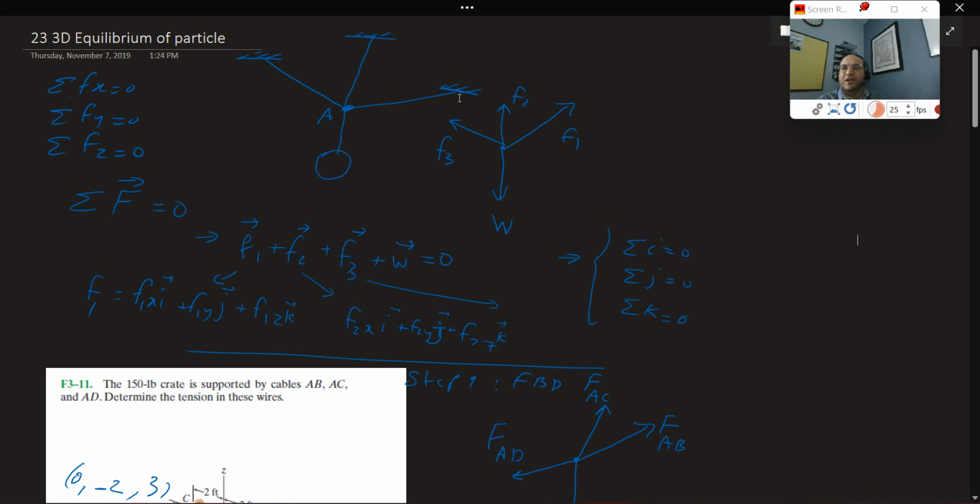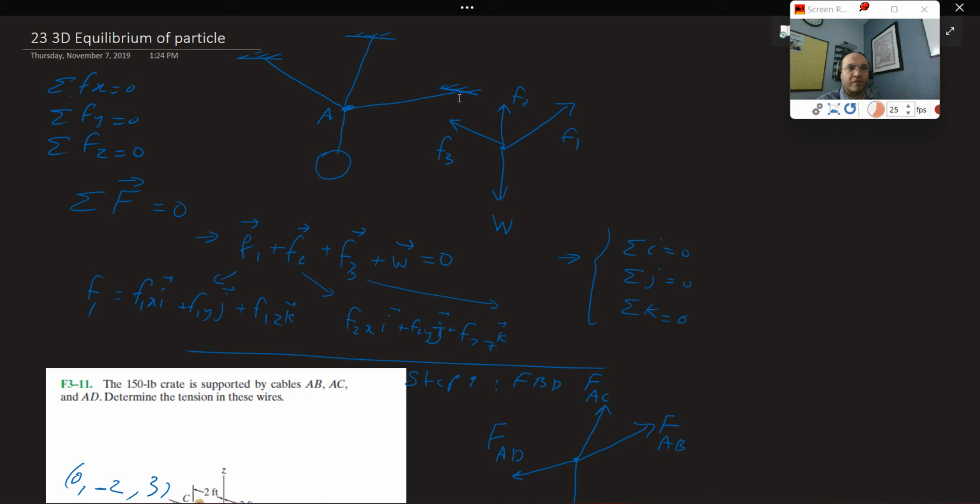The topic that we're going to talk about today is 3D equilibrium of a particle. Again, when we talk about a particle, we mean an object that doesn't have dimension. So basically, we are talking about one point. At one point, we like to see the sum of forces is zero.